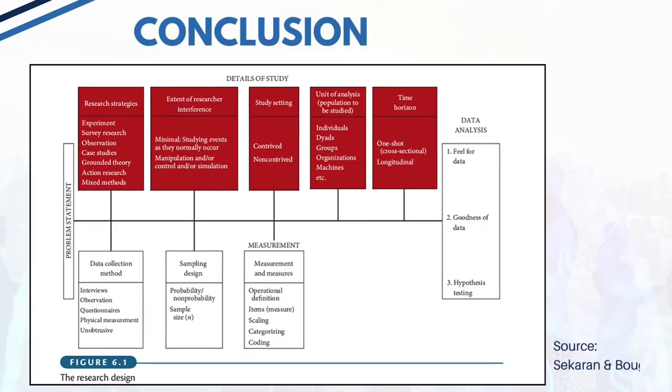As a conclusion, this slide presents a comprehensive research design framework outlining key components and steps in conducting a research study. It covers research strategies, extent of researcher interference, study setting, unit of analysis, time horizon, data collection methods, sampling design, measurement, and data analysis. This framework guides researchers in planning and executing a methodologically sound study.